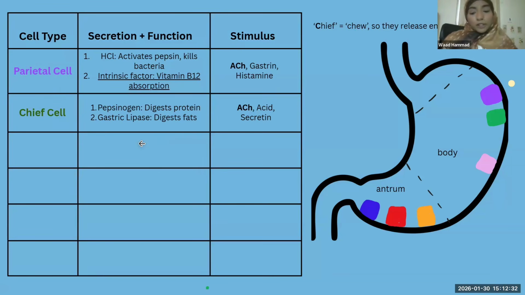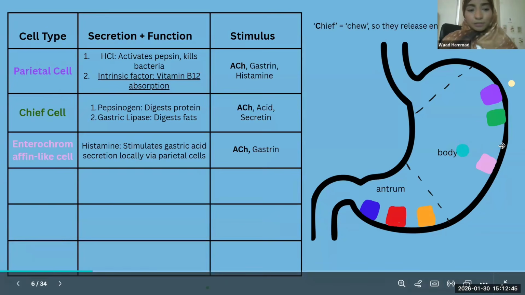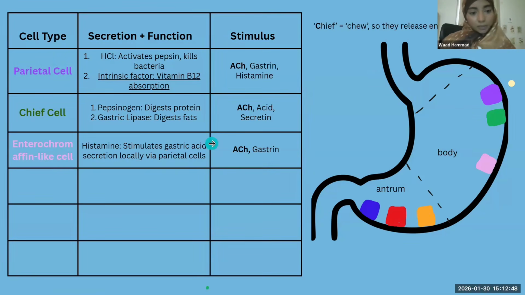Now onto our next cell, we have enterochromaffin-like cells, and I drew it in pink over here. Now, enterochromaffin-like cells release histamine. Histamine is a cell signaling substance, and it acts locally, right? So it would go to our parietal cells and it activates it. That's its only job. Basically its job is to stimulate our parietal cells, right? So we have histamine. When it's the right environment, when we have ACH released or when we have gastrin released, the histamine will go to our parietal cells and cause it to secrete gastric acid.